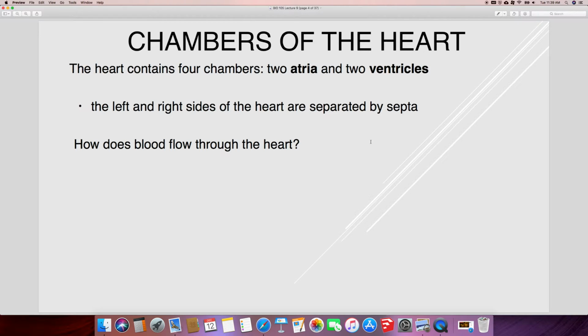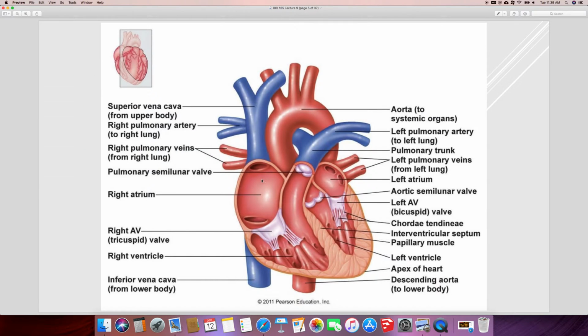So of course the heart contains four chambers, two atria and two ventricles. The left and right sides of the heart are separated by a septum, so the left and right sides normally don't talk to each other. Okay. As far as blood flow through the heart, we can review that really quickly here. So if we start in the right atrium, the right atrium receives blood from the superior vena cava and the inferior vena cava, as well as the coronary sinus, which is bringing blood back from the heart muscle itself. So we're in the right atrium, and then we will flow through the tricuspid valve into the right ventricle.